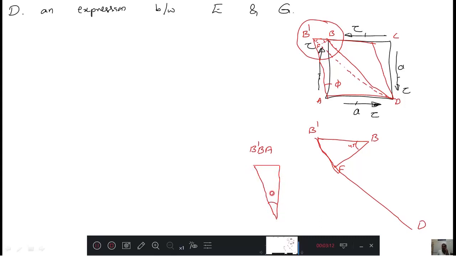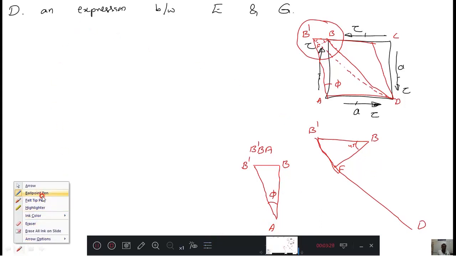I am repeating that because it looks very small in the derivation, in this diagram. This is the B dash B and A diagram. From these we are going to draw some expressions. The first expression is the diagonal strain.